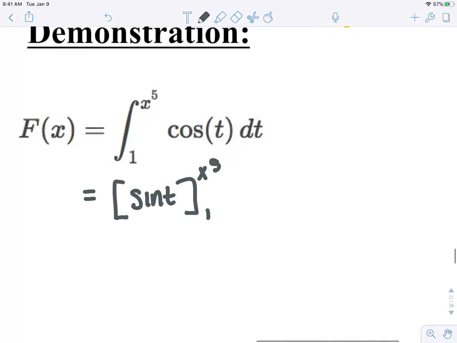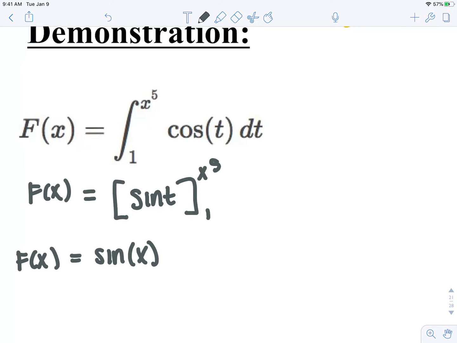So now I have f of x, let me write f of x each time, equals sine of x to the 5th minus sine of 1. That is using the fundamental theorem of calculus part 1.